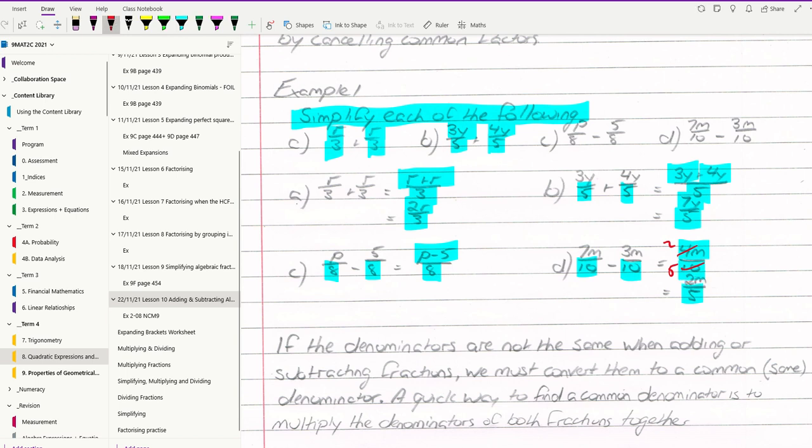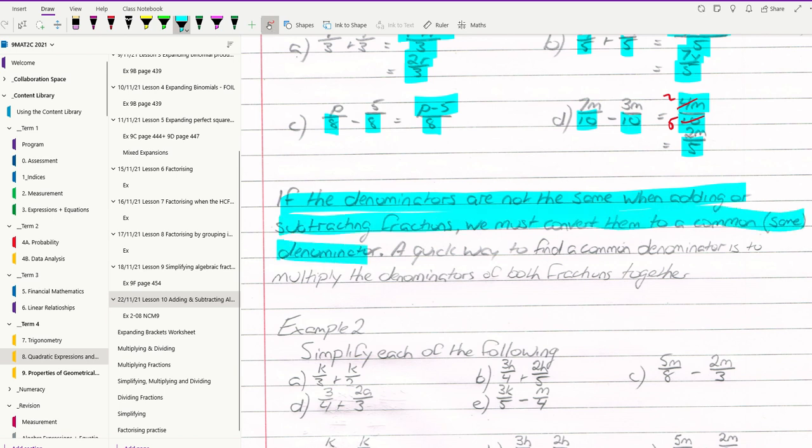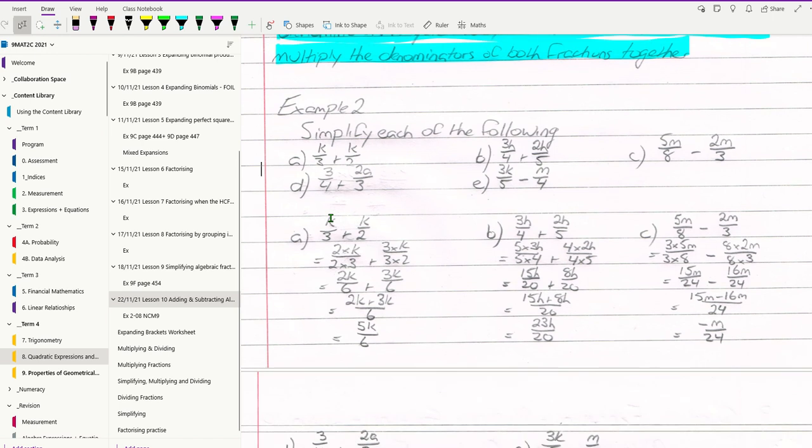Okay, let's have a look at if the denominators are not the same. When we are adding or subtracting fractions with different denominators, we must convert them to a common denominator. A quick way to find a common denominator is to multiply the denominators of both fractions together. Now this might not give us the lowest common denominator, but it will give us a common denominator. And once we have a common denominator, we can do our operation, and then if needed at the end, we can simplify.